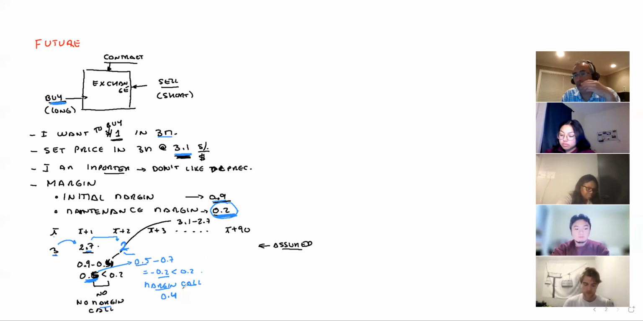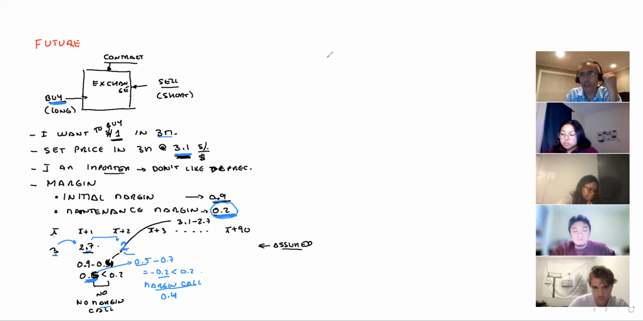I simply execute the buy. I simply buy the dollars and then I give this to the short. So I'm trying to avoid you escaping the contract. So you need to give me 0.4. Right? This 0.4 simply moves your margin again to 0.2.